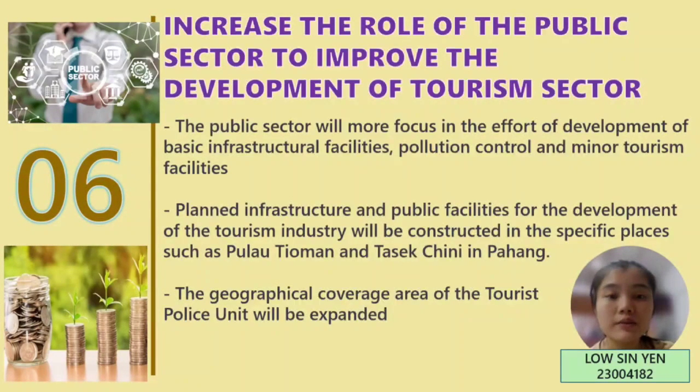Then, the economic direction of the Fifth Malaysia Plan is to increase the role of the public sector to improve the development of the tourism sector. The public sector will focus more on three main categories, which are the development of the basic infrastructure facilities, pollution control, and also the minor tourism facilities. During the period of the Fifth Malaysia Plan, there will also be some planned infrastructure and public facilities to be constructed in some specific places, for example Pulau Tioman and Tasik Chini in Pahang. Besides that, the geographical coverage area of the tourist police unit will also be expanded as well.